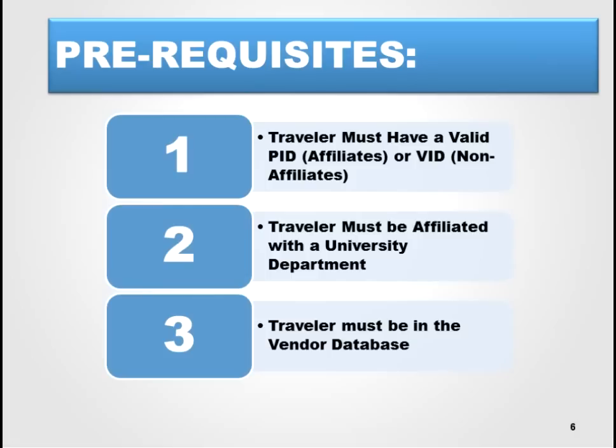In order to start a web travel request, the traveler must have a valid PID if they are an affiliate or a valid VID if they are a non-affiliate. The traveler must be affiliated with a university department and they must be in the vendor database. If you get an error after entering the PID or VID, then that means one of those prerequisites has not been met. Preparers must have an onyen and password that has web travel access. Approvers must be designated in the appropriate web travel thread, group, and route.